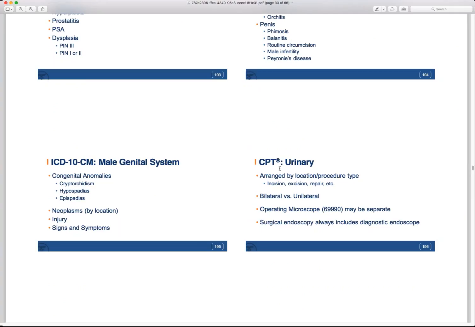I'm looking at slide 196, where it has CPT urinary. As you can see here, they have the bullet points, arranged by the location and then by procedure type. We've got to get familiar with the procedure type. When I say procedure type, whether it's an incision, excision, or repair, you've got to read the question and really analyze it and see what exactly they're getting ready to do to this patient, so we can make sure we end up on the right page.